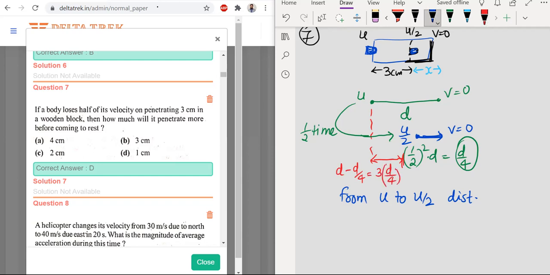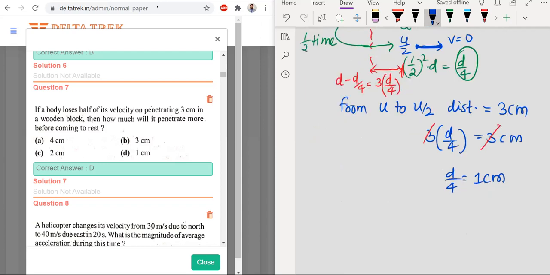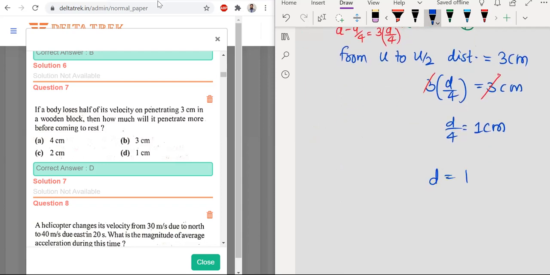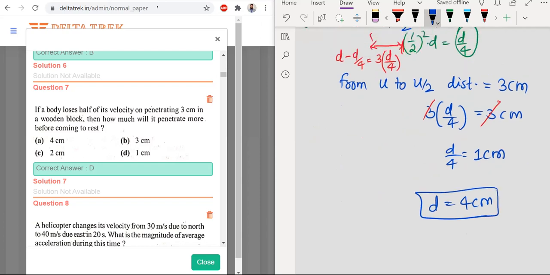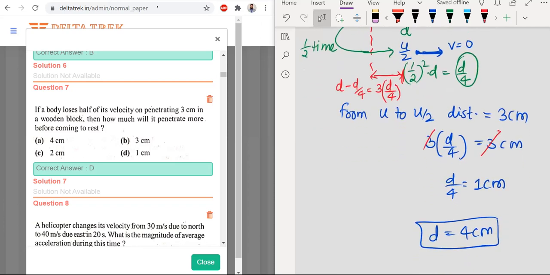Clear? And in the question it is given that it is 3 centimeter. That means 3 times d by 4 is 3 centimeter. So the 3 will get cancelled out. What will be the value of d by 4? D by 4 will be 1 centimeter. If I ask d, d will be 4 centimeter. So the total distance d is 4 centimeter, which means the total penetration is 4.